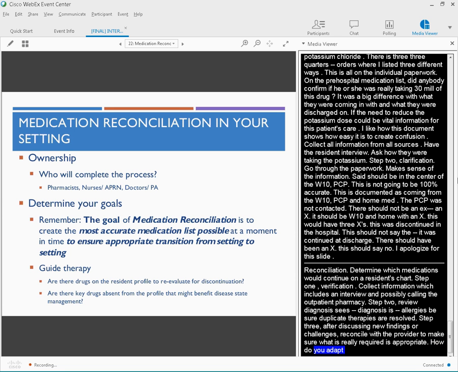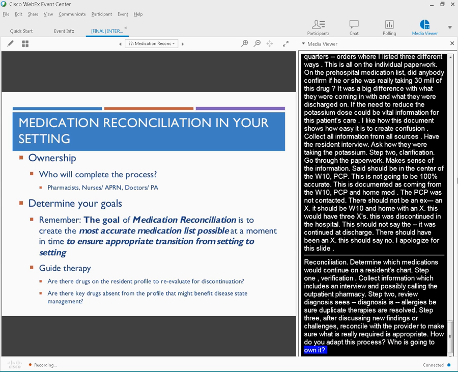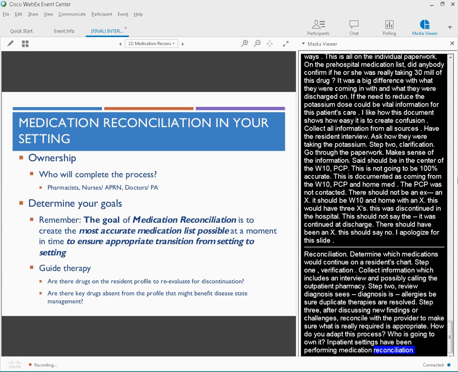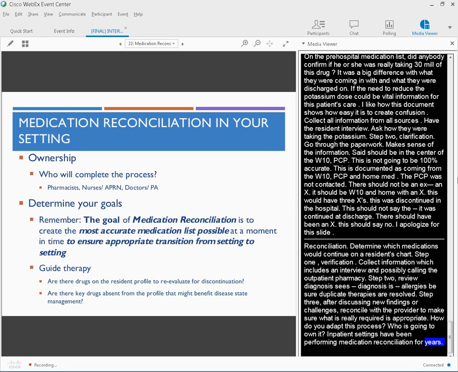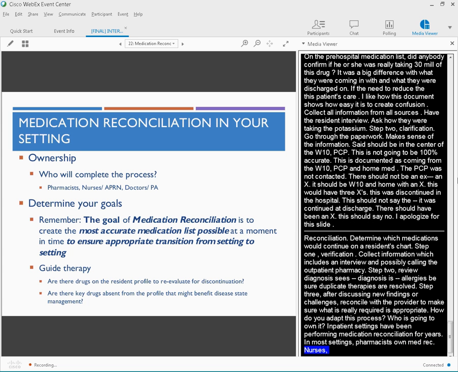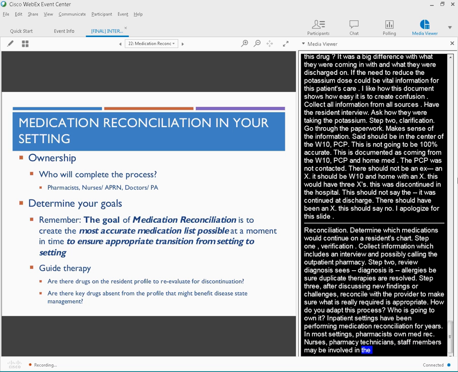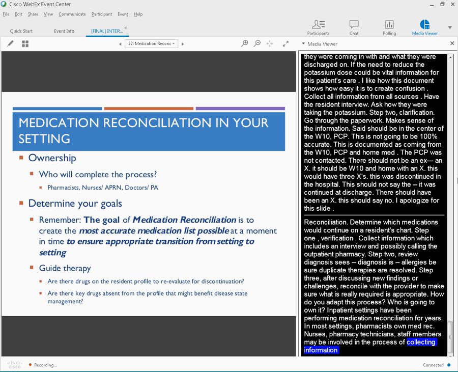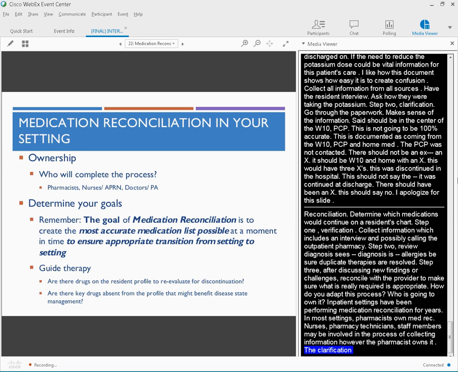Inpatient settings have been performing medication reconciliation for years. In most settings, pharmacists are the ones that own MedRec. So if you go to many hospitals, pharmacists are the ones who do the medication reconciliation. Nurses and pharmacy technicians and other staff members may be involved in the process of collecting information or meeting with the patient, but it's the pharmacist that really owns it and drives it.